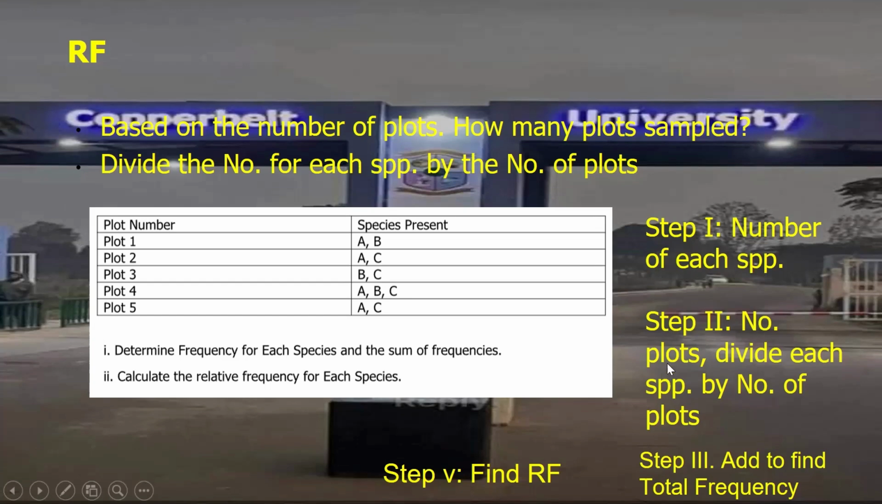Okay, we go to step number 2, number of plots. So what is the total number of plots that we are getting here? So we are saying that the total number of plots is equal to 5 plots because we have 5 plots. We've got plot 1, we've got plot 2, we have plot 3, we have plot 4, and we have plot 5. Okay.